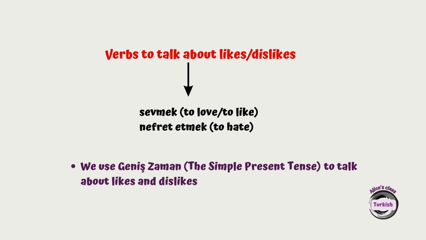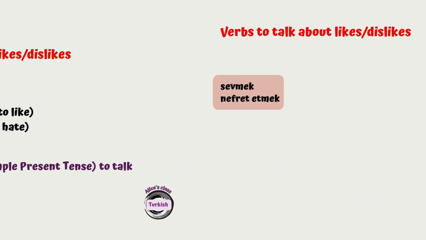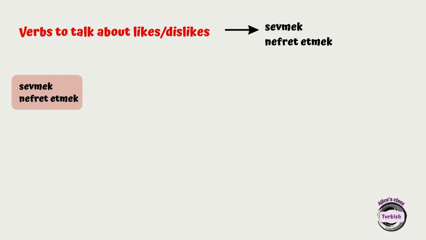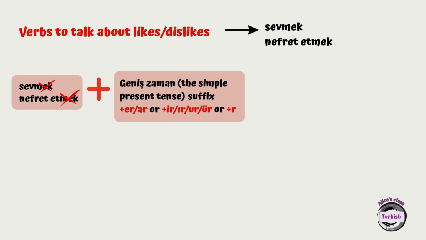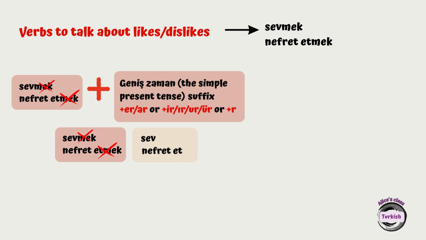And how do we do that? Let's go over the rules one more time. So the very first thing we do is get rid of mek and mak and attach the Geniş Zaman suffix. And they are er, ar, ir, ur. Let's take a look at our verbs. Sevmek, nefret etmek. I get rid of mek and mak.